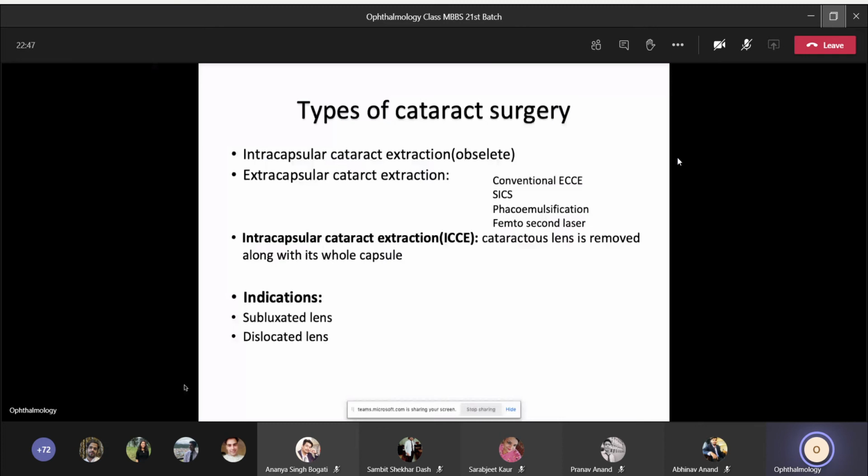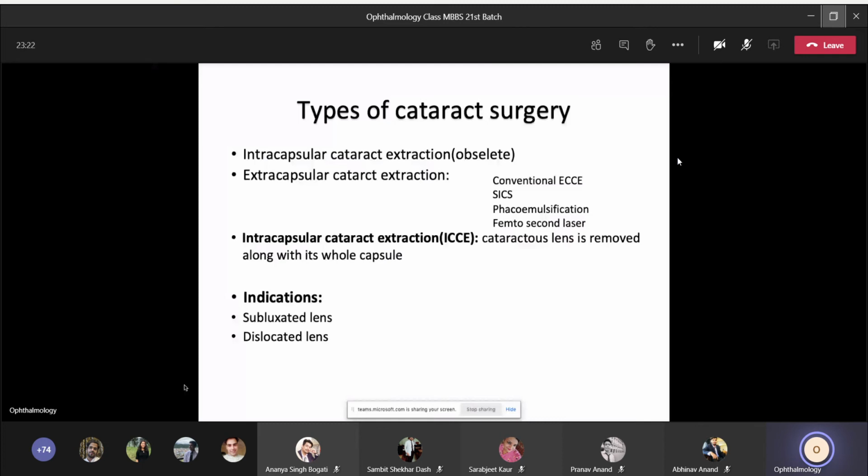Which structure lies behind the lens? What is the position of the lens? Can anyone answer me? In my previous class, I told you that it lies between the iris and vitreous. It is a suspended structure between the iris and vitreous. Posteriorly there is vitreous, so if we remove the whole lens, the vitreous face is disturbed.